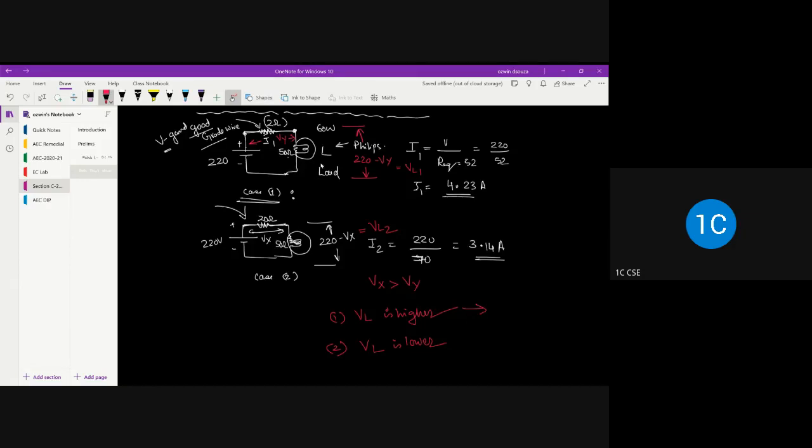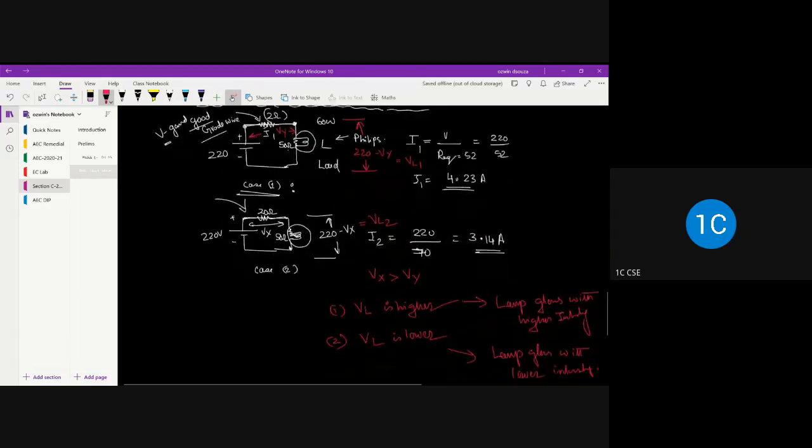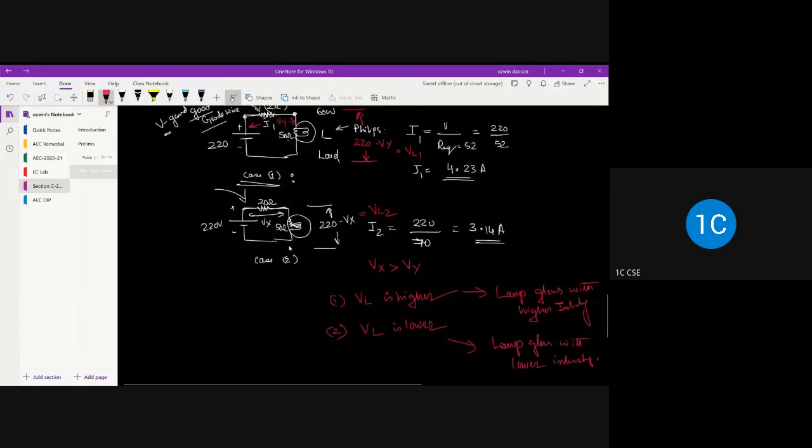That means the lamp glows with lower intensity in the first case. On the other hand, in the second case, the lamp glows with higher intensity. Okay, so this is the implication of the change in the value of resistance. Is it understood? Yes, sir. I got it. The more the resistance, the more the loss in voltage.